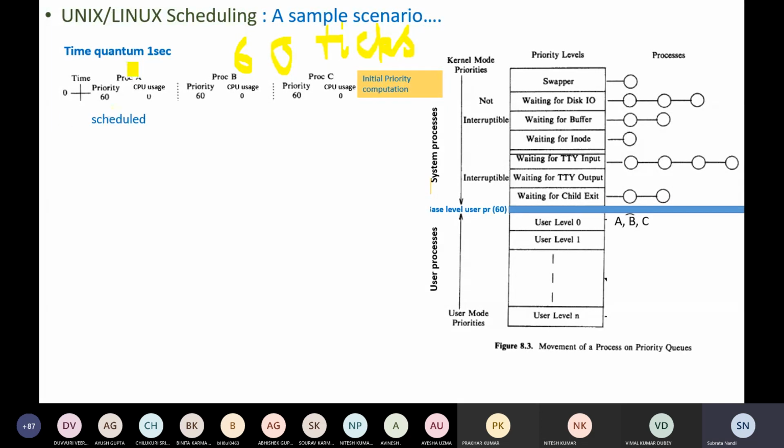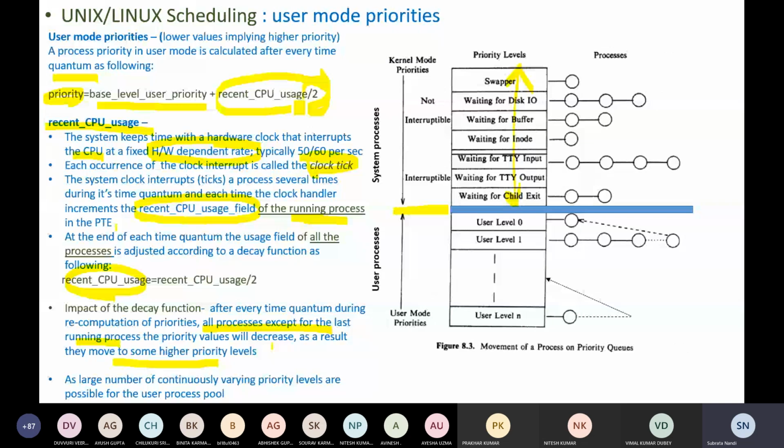And there are 3 processes: PA, PB, and PC. At time t equals 0, what will be the priority values of them? As you can see from the formula, it is base level priority plus recent CPU usage divided by 2. So what is the recent CPU usage? Recent CPU usage is 0 for all of them, because it's the initial starting point.